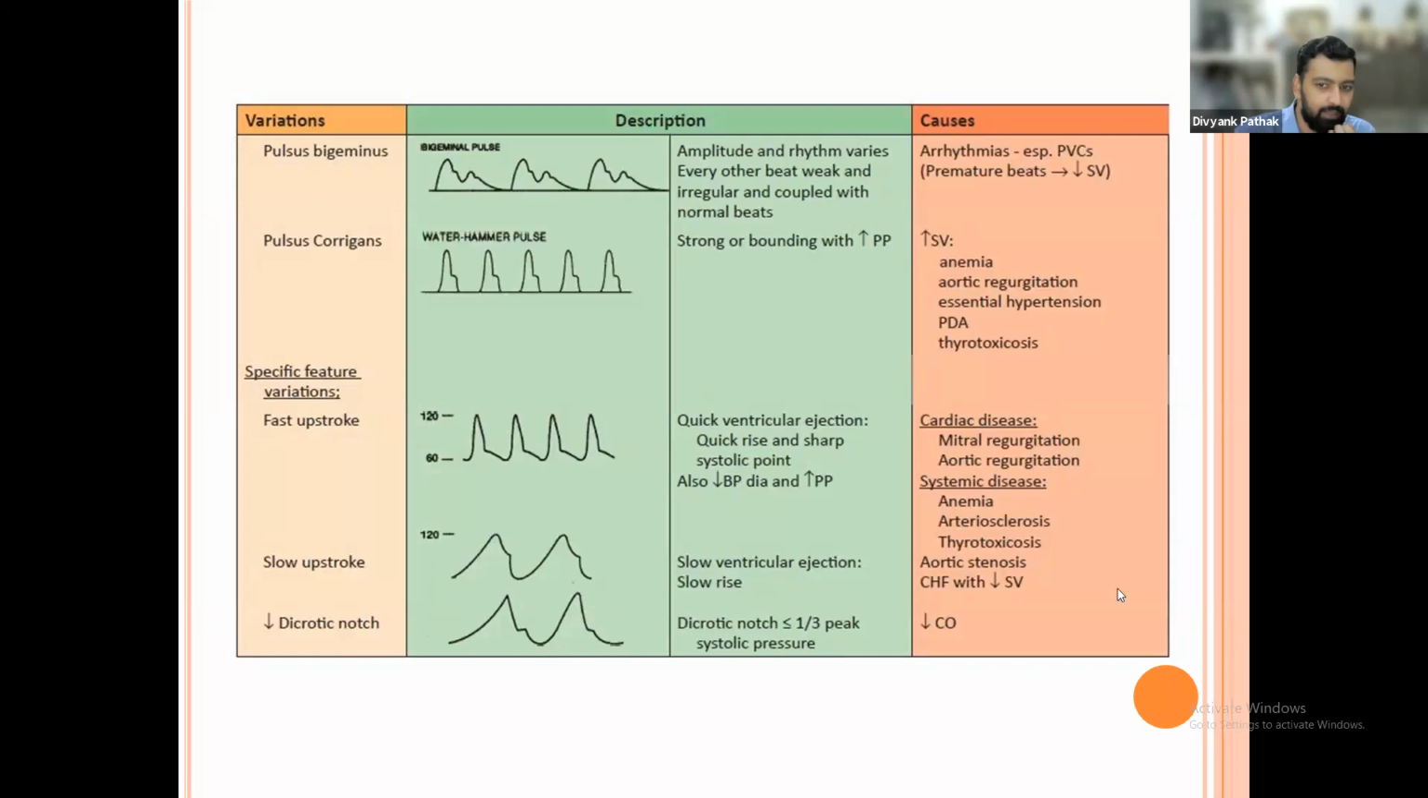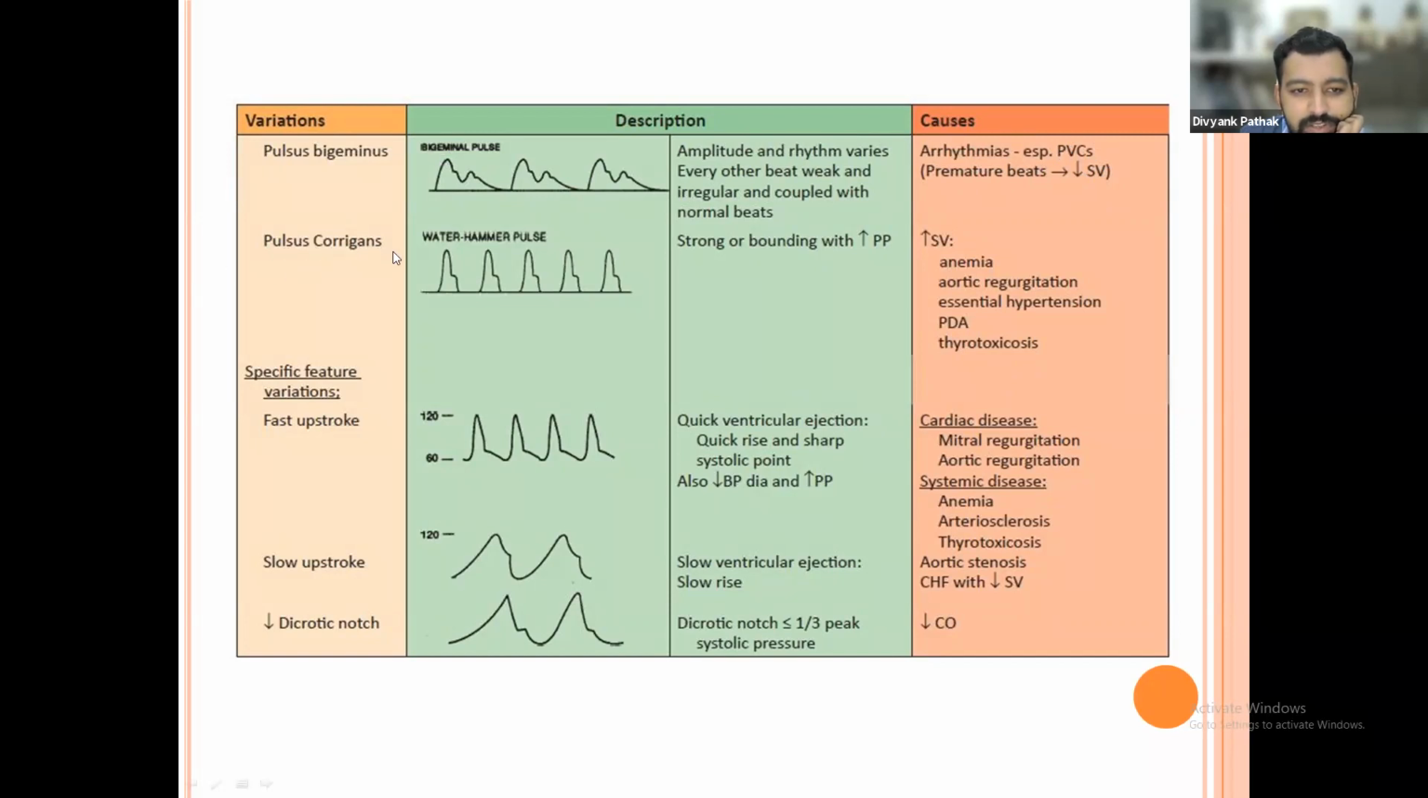So here, if it is pulsus bigeminus, we can see two types of pulse. These are the pulsus bigeminus. The amplitude and rhythm vary every other beat, weak and irregular. This we can see in arrhythmias or PVCs. We can see there is one high, one low. So this is a bigeminal pulse. We can see that in arrhythmias.